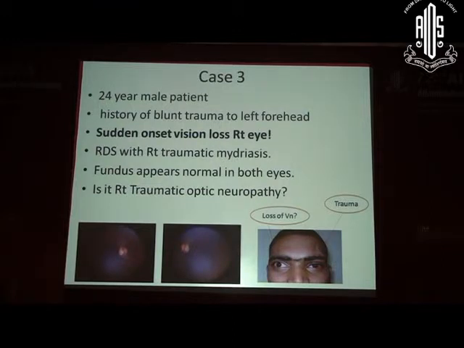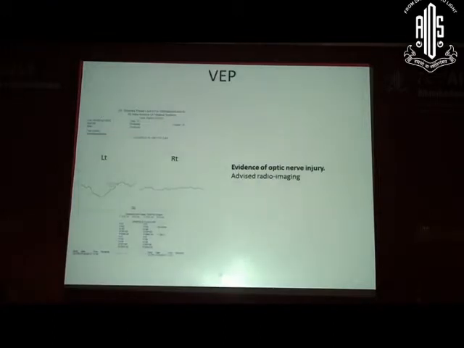You have this patient, a 24-year-old male, who presented with trauma to the left forehead and sudden loss of vision. He complained in the right eye. So you had trauma on the left side, you have loss of vision in the right eye. Fundus was unremarkable. So is it right traumatic optic neuropathy, and how do you explain that? So that helped us because we did a VEP.